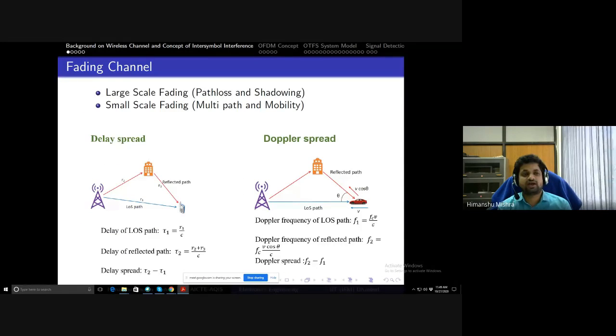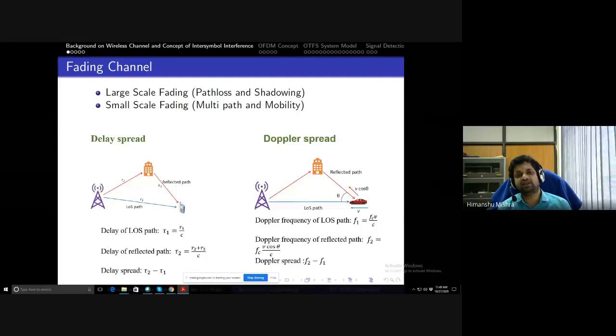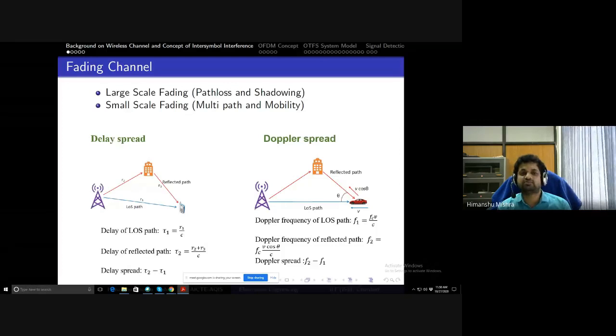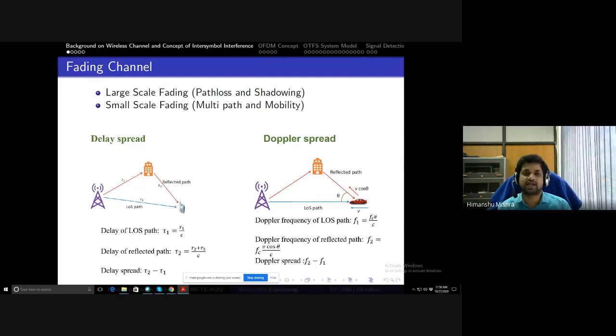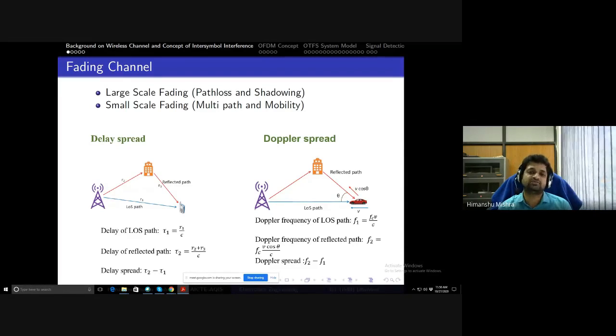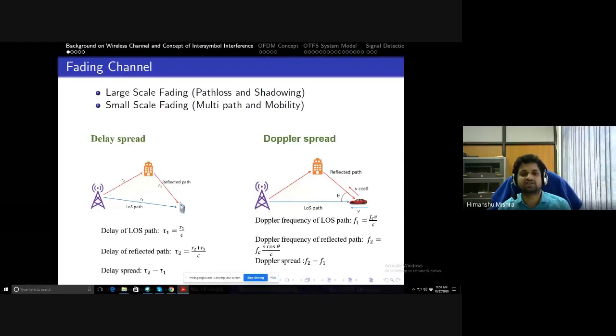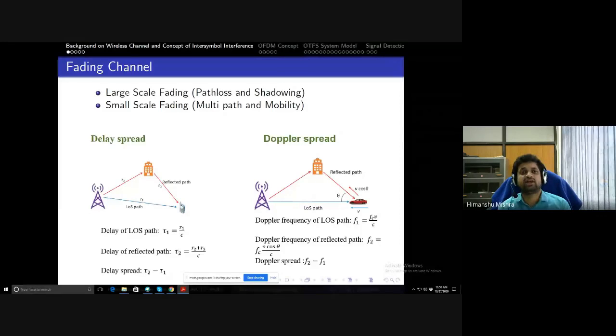As all of you might know about the fading channel in wireless communication, you can divide it into two types, that is large scale fading and small scale fading. Large scale fading basically depends on the path loss and the shadowing. Shadowing effects you can see from big buildings and hills and a lot of things, where you will get the effect of shadowing. And path loss is there due to traveling over a distance, so there will be a change in average power.